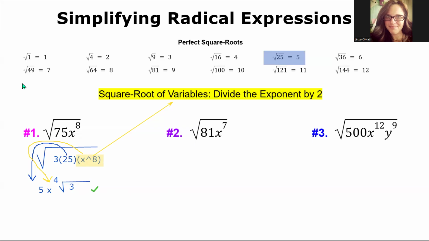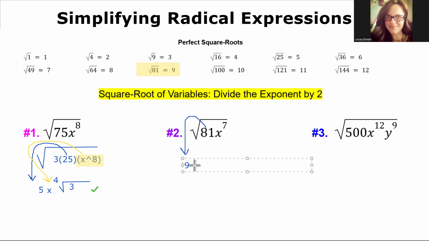Number 2. Let's take a look at the square root of the number 81. Oh yeah, 81 is already a perfect square. So we can take the square root of 81 out from under the radical. Square root of 81 is 9.